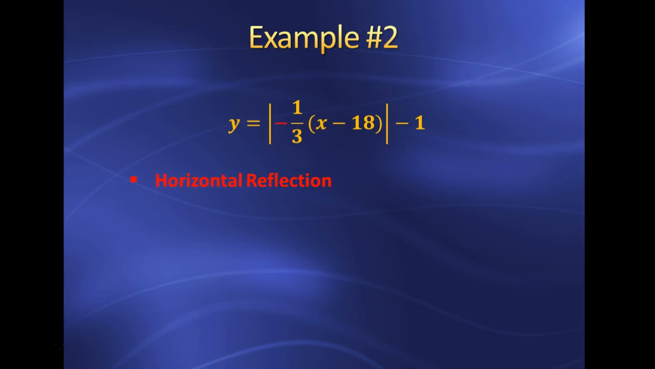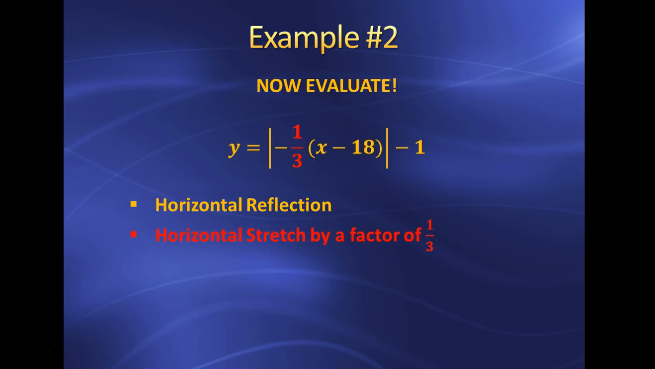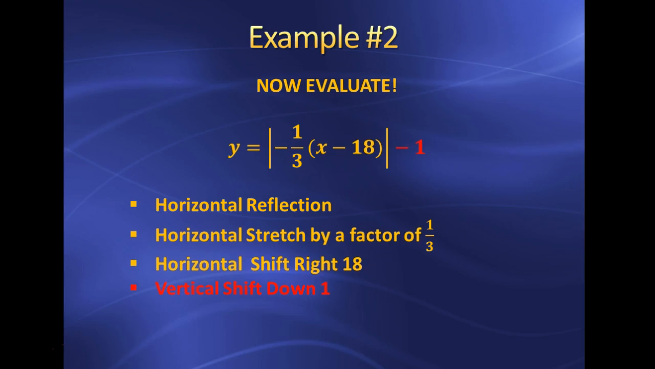We have a horizontal reflection because I know you all started left to right, and we notice that negative sign. That doesn't exist in the parent function, so it's a transformation. We have a horizontal stretch by a factor of 1/3 because the positive value 1/3 is less than 1. Now we see that we don't have a shift left 6. What we really have is a horizontal shift right 18. And of course, we have a vertical shift down 1.